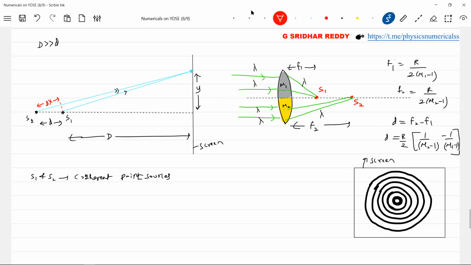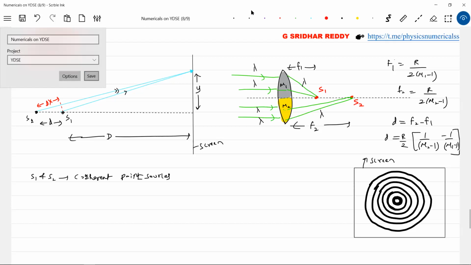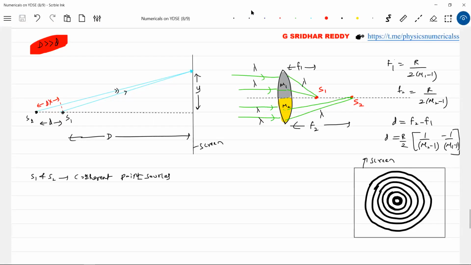Agree with this? Now again, look at the conditions. What do you mean by capital D very much greater than small d? What is small d? The distance between the two coherent sources. And the distance of the coherent sources from the screen is capital D.